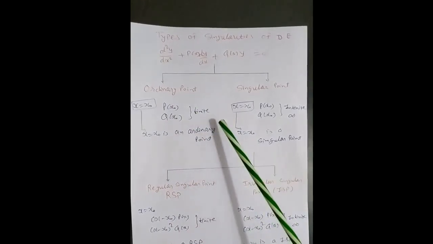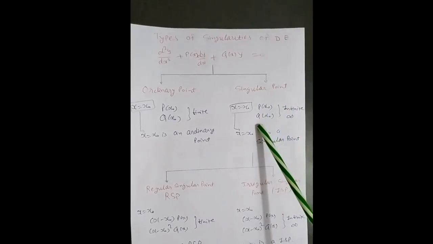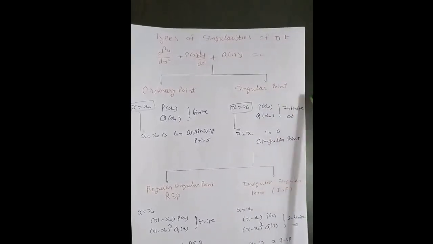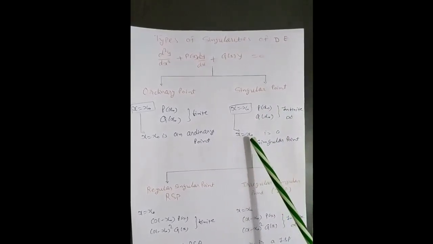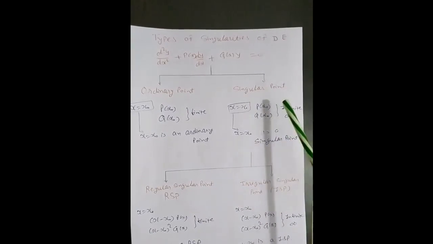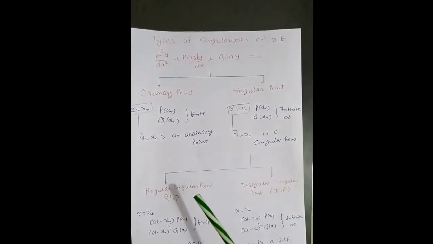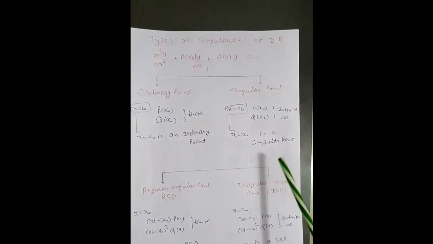Similarly, put x equal to x0 in p of x and q of x and if we get infinite values, meaning undefined, then we can say that x equal to x0 is a singular point. A singular point is further classified as RSP and ISP.